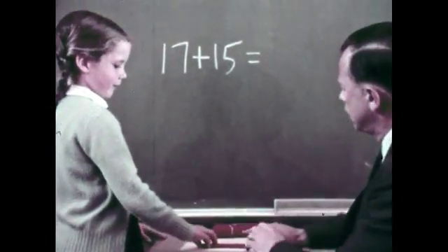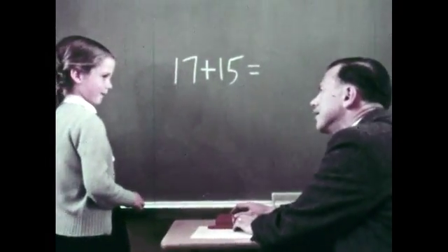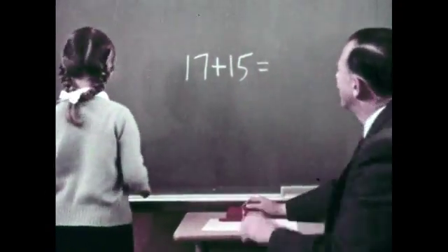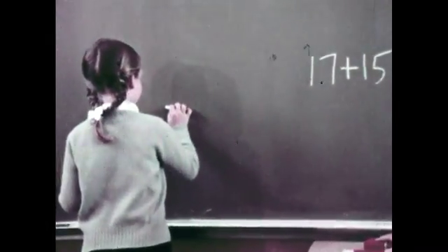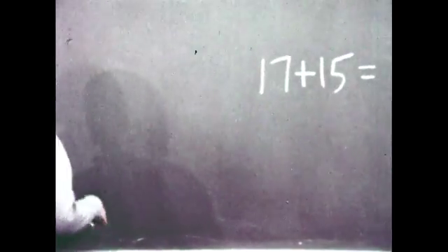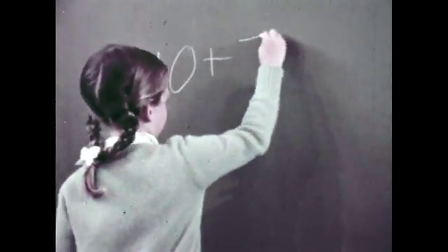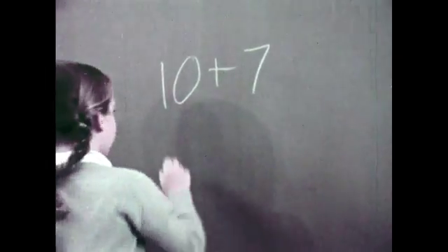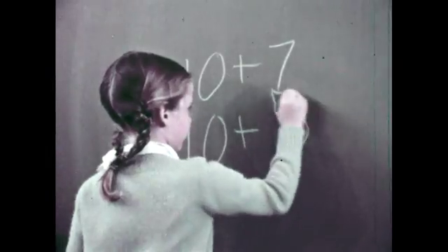Could you work this out? Can you show me at the board how you work this out if you don't use the sticks? All right? Okay. What are you going to do? Well, we have 17 plus 15. 17, what's that? That means 10 plus 7. And how about 15? 10 plus 5. And now what do you do?